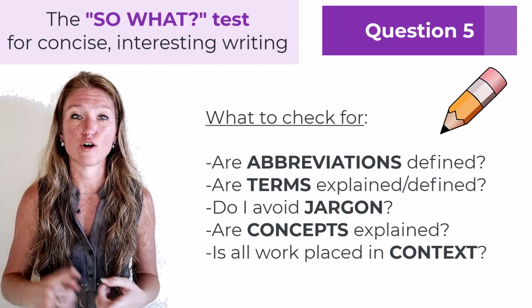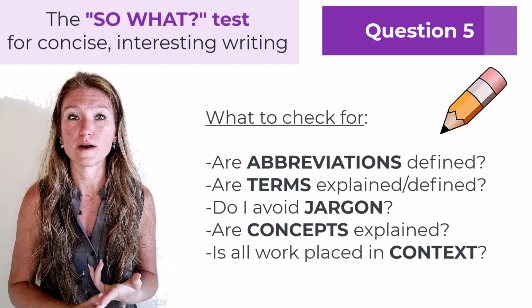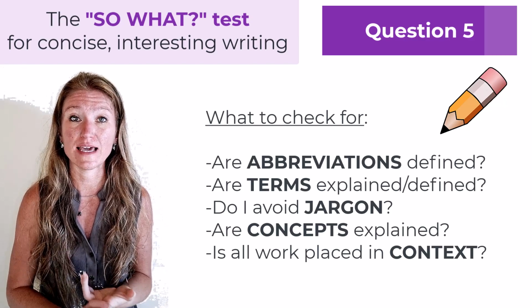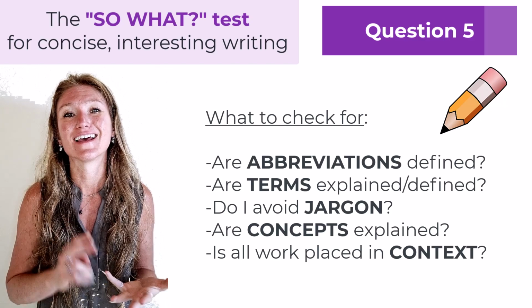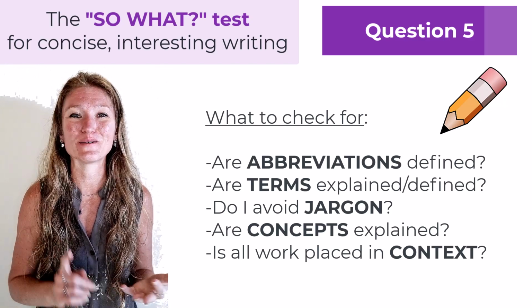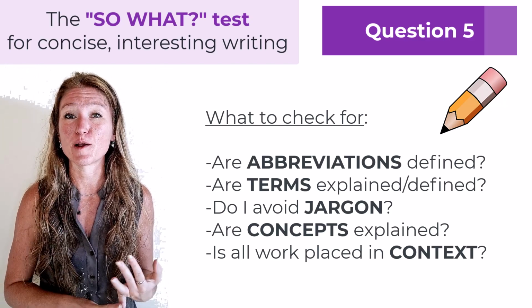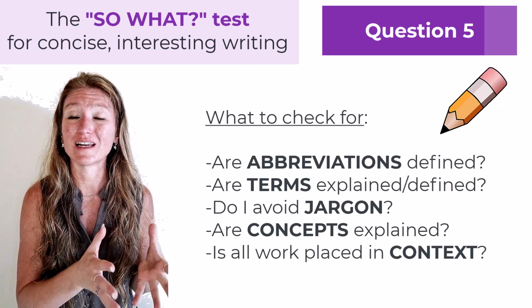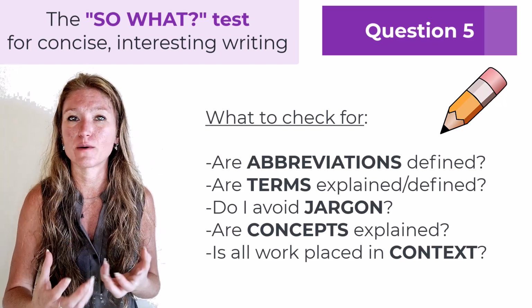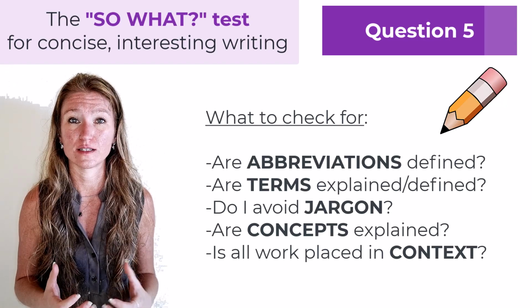This means, are all my abbreviations defined? Are all my terms understandable or explained? Am I avoiding jargon, or at least explaining my jargon if it's common jargon that I want to use? Or is every experiment that I did explained in such a way that the reader knows what the experiment is, what I measured, how I came to my conclusions, all of these things.